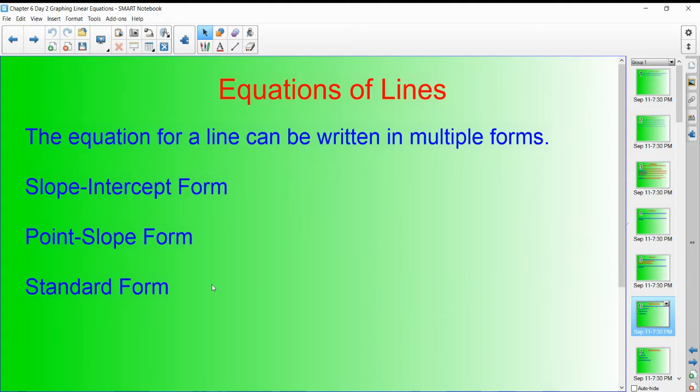So now there's at least three forms. These are the three most common forms that I will see for the equation of a line: slope-intercept form, point-slope form, and standard form. We're going to discuss how they look, what information they tell us, and how to graph using them.